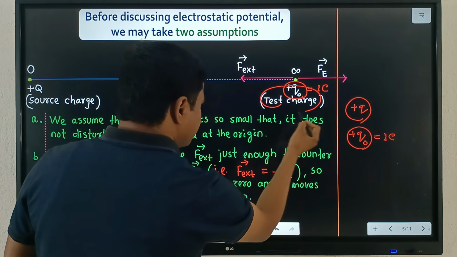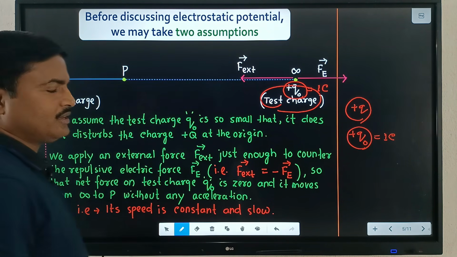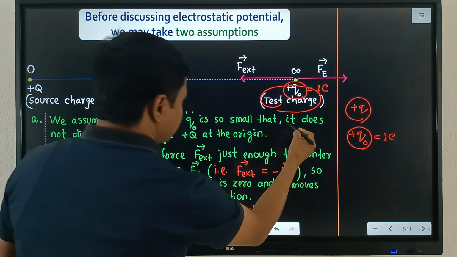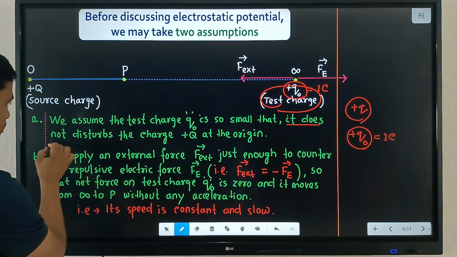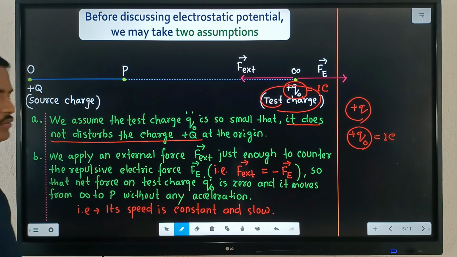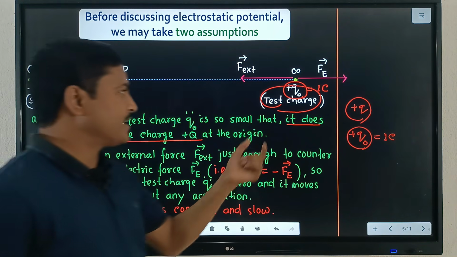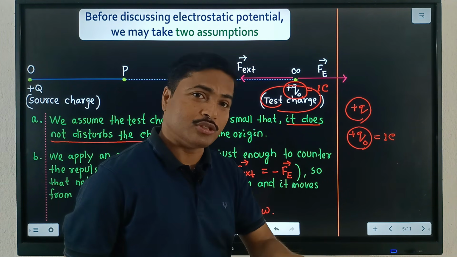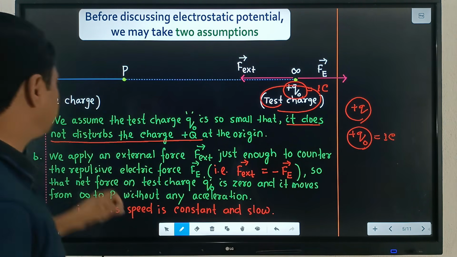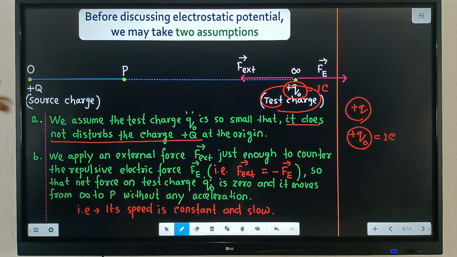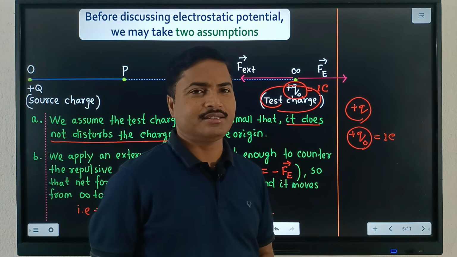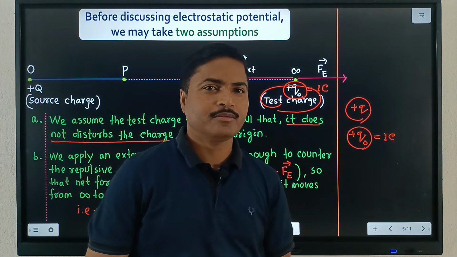And the magnitude of this test charge is very small. That means it does not disturb the charge Q. The magnitude of this test charge is very small, so it does not disturb the original source charge plus Q. But in this case, we take a unit positive test charge. This is the first assumption.